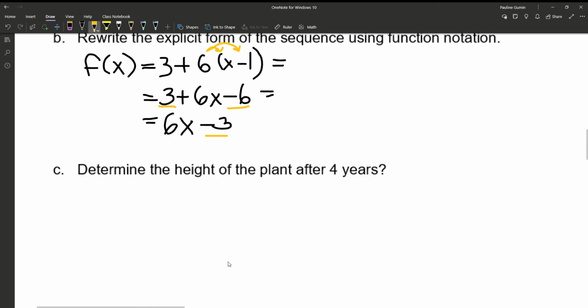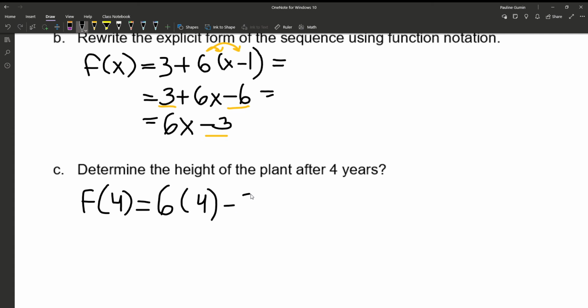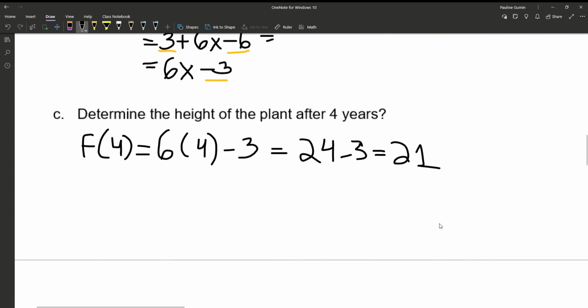Letter C asks us to determine the height of the plant after 4 years, which means we're going to plug a 4 into f of x. Our function is 6x minus 3, so this time I'm going to do 6 times 4 minus 3, because we're asking for 4 years. So 6 times 4 is 24. So 21 inches after 4 years.